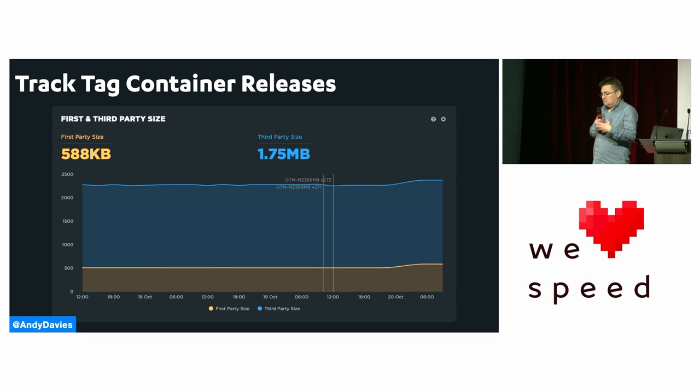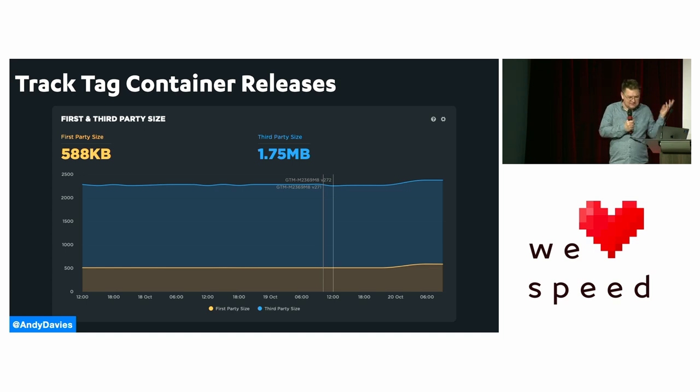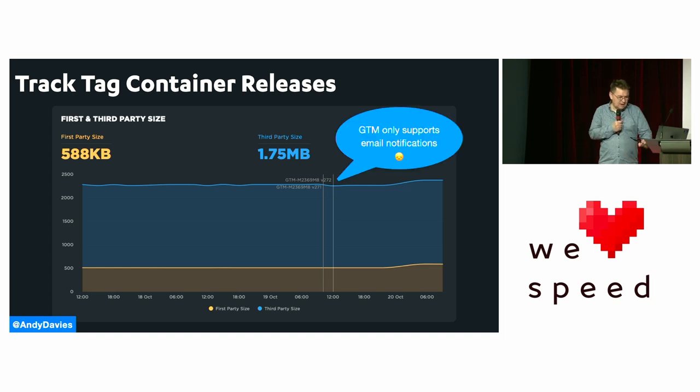Track when GTM containers get released. From a performance perspective, GTM is content we don't control. Somebody goes and updates it, the container gets put on our site, and it might have a new tag. The first thing we find out is when our tests start to get slowed down. It can send emails when containers get released, but it's not great.